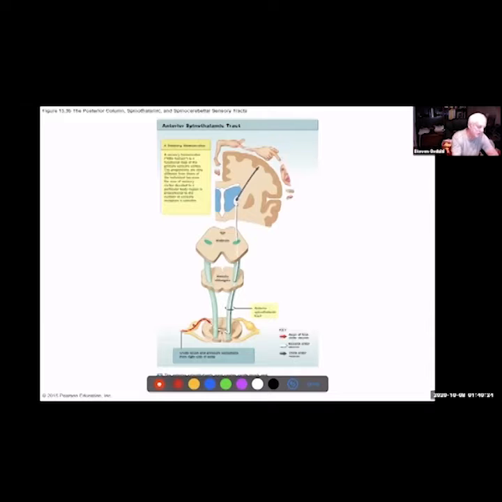And you can see the spinothalamic tract. The anterior spinothalamic tract is right here. It comes up from here, crosses over, and goes from the spinal cord up into the thalamus. Then from the thalamus, it goes into the cerebral cortex.